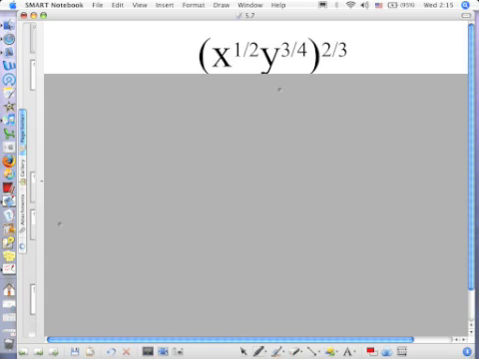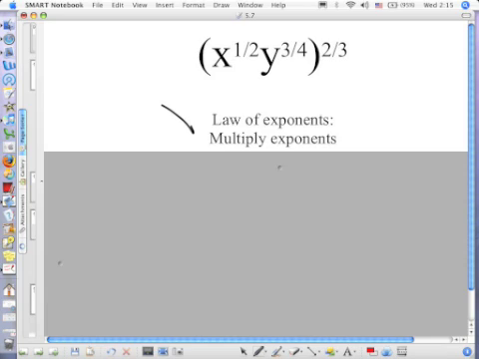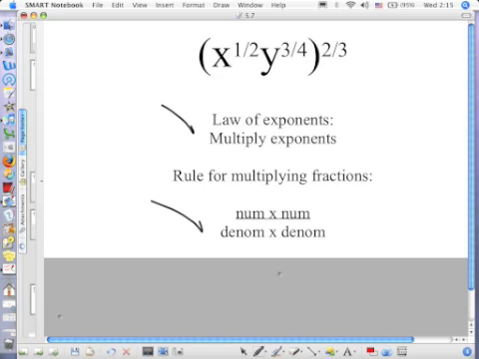Okay, so think about it. What's the law of exponents when you do powers to powers? You're supposed to multiply the exponents. All right, now look at the exponents. What are they? They're fractions. How do you multiply fractions? Straight across. Numerator times numerator, denominator times denominator, right? Okay? So we know it's a power to a power, so we're going to multiply the exponents. We got to know how to multiply fractions. Just straight across.